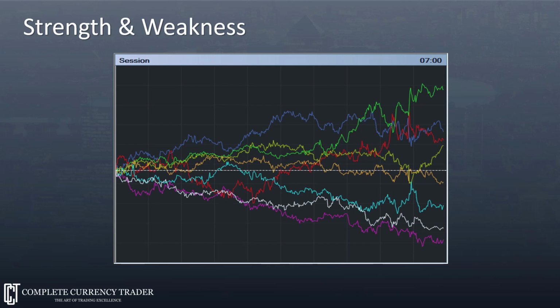This screenshot is of the real market conditions that were happening as I was preparing this lesson today. You can see that certain currencies stand out more obviously than others.